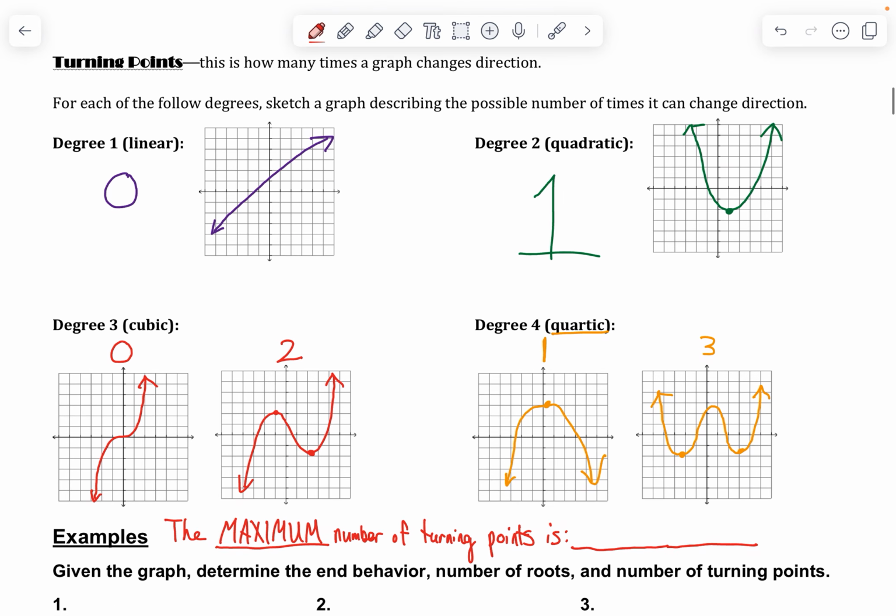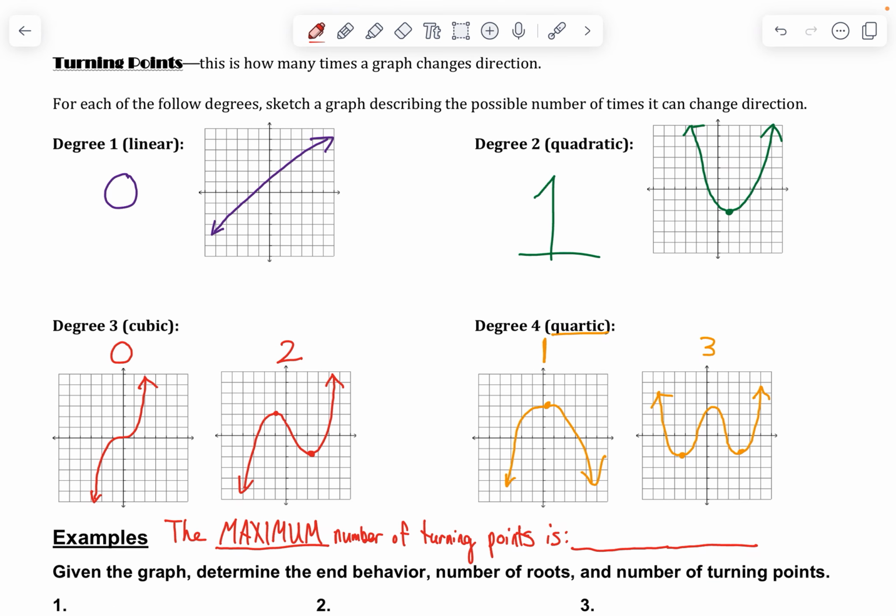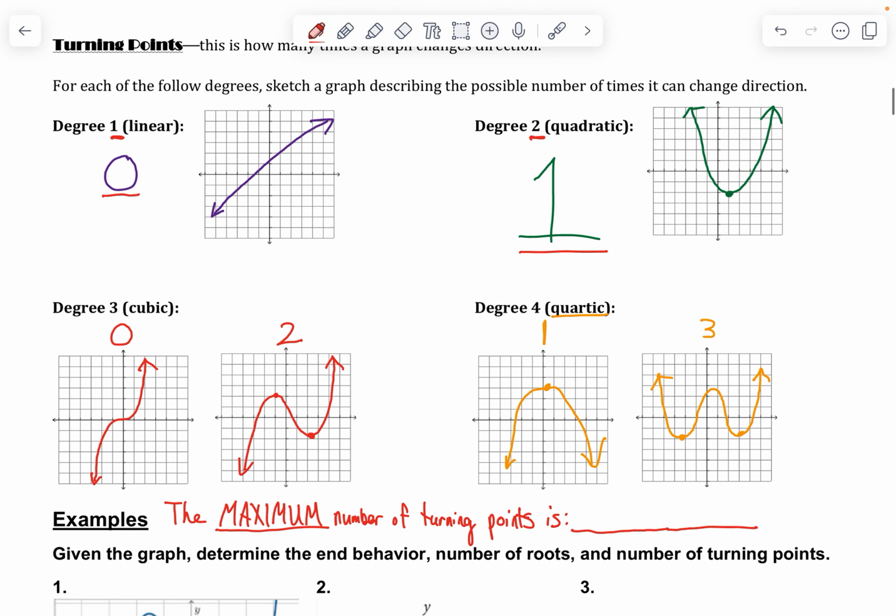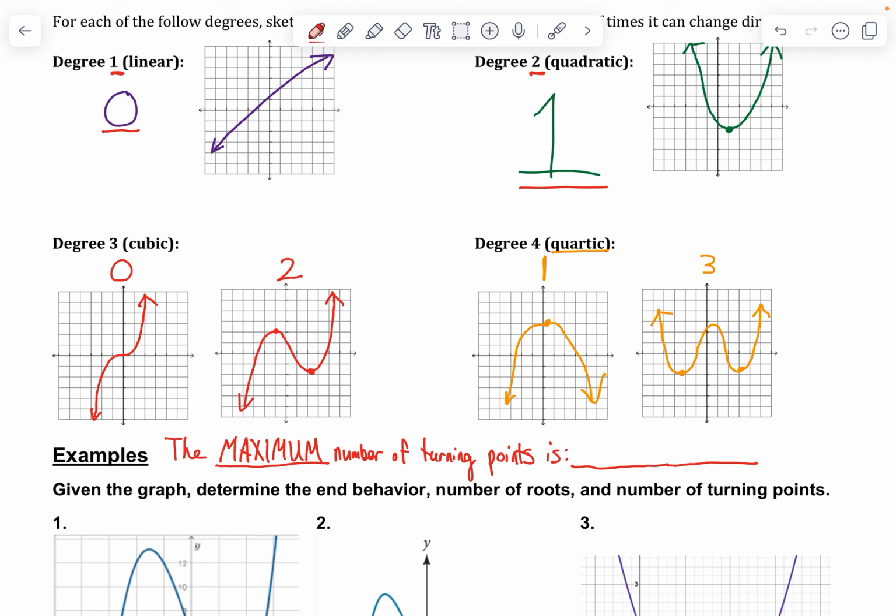Okay, so if you look at all these problems, a linear function has a degree of 1, and we had 0 maximum turning points. There's only one option. And look, a degree of 2 for a quadratic had 1 turning point. Now, for cubic and quartic, I showed you 2 examples of the number of turning points you could have. But that's why I underlined this word maximum right here. The maximum amount of turning points that you can have for a cubic is 2. So degree of 3 and 2. And the maximum amount of turning points you can have for a quartic is 3. Degree of 4, 3 maximum turning points.